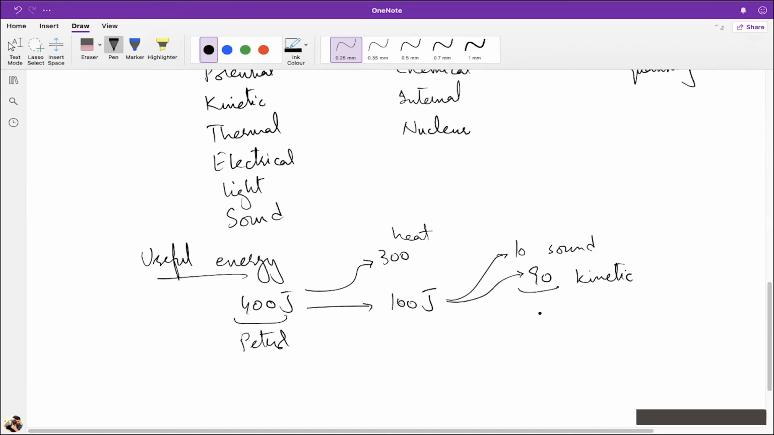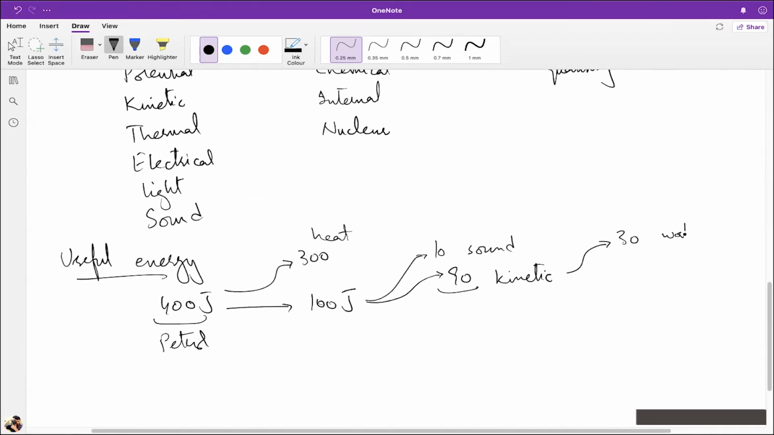And interestingly, that 90 was also wasted, because of the road that I was traveling on, maybe 30 was used to work against friction, because of the friction of the road. So 30 out of that was used to actually overcome the friction, so my car could actually move. And then it just moved because of 60 joules.